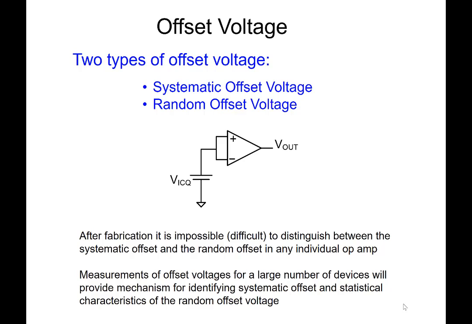After fabrication, when you go in the laboratory, if there's offset, you can't tell the difference whether that offset came from systematic offset or random offset. At the design stage, you can tell the difference. But once you're in the laboratory, you can't tell the difference. Measurements of the offset voltage for a large number of devices will provide a mechanism for identifying the systematic offset and the random offset. So you take one device and measure in a laboratory, it has an offset voltage. Take another device and measure it, it has an offset voltage.